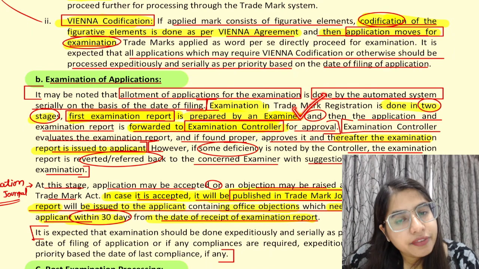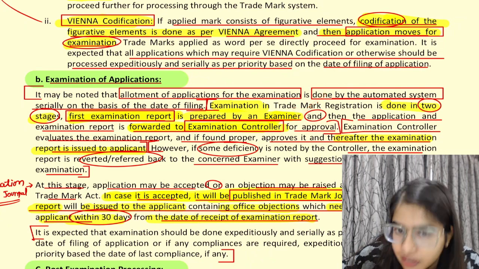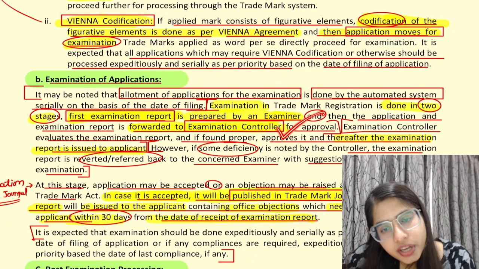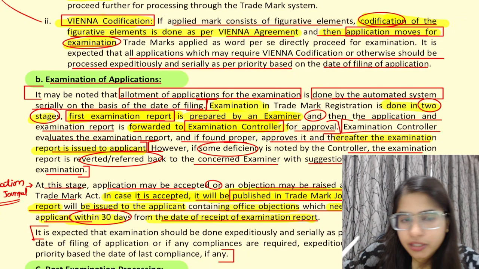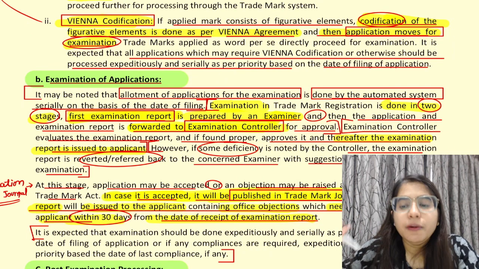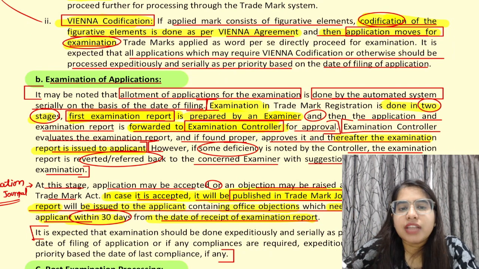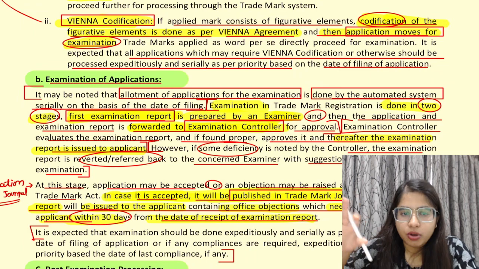So first the examination will be done by the examiner, and then he will submit it to the controller, and then the second examination will be done by the controller. I have already taught you this from the chat. In case you don't understand anything, you can let me know in the chat box. Are we clear with this?